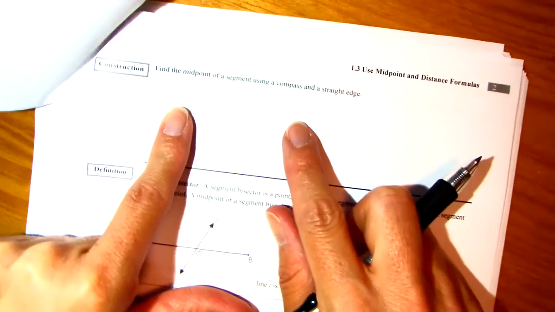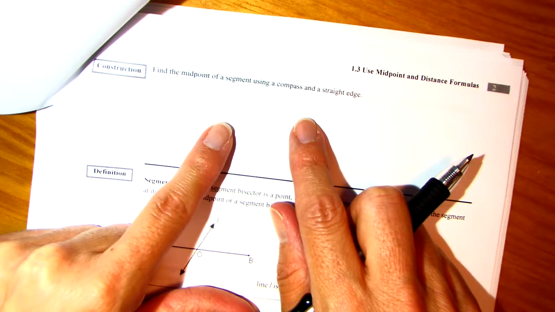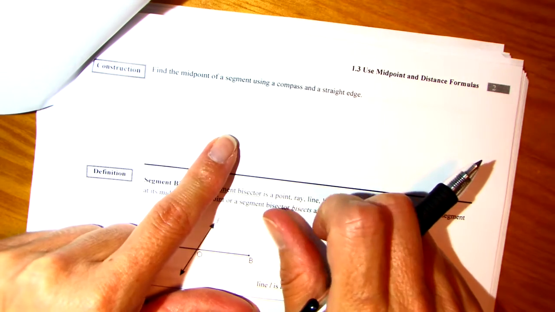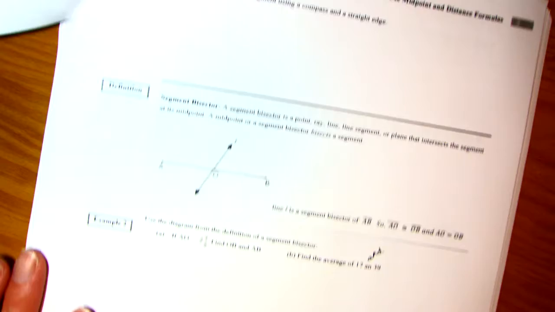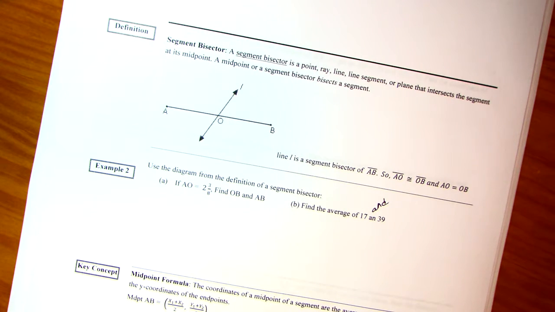Okay, so this is a construction. We are actually going to do this in class. JD, I will do this with you as soon as you're done with this video, because I need to save up some time. Okay, the next part, segment bisector.